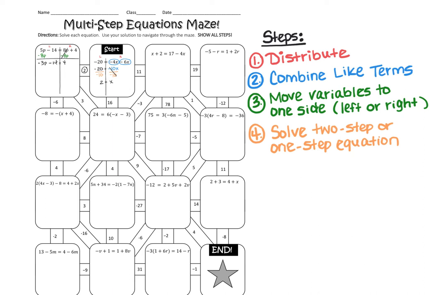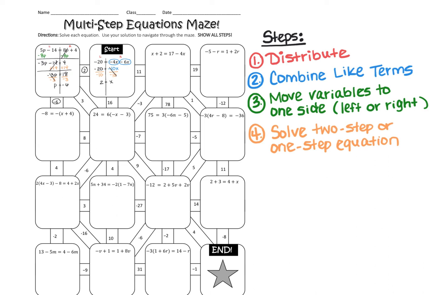And you see how we are left with the two-step equation now. So now we solve the two-step equation. You solve it by first adding 14 on both sides. You get negative 3p equals 18. And then we have a one-step equation. We solve it by dividing by negative 3. And you get p equals negative 6. And I see the answer right here. So I'm going to move in this direction.